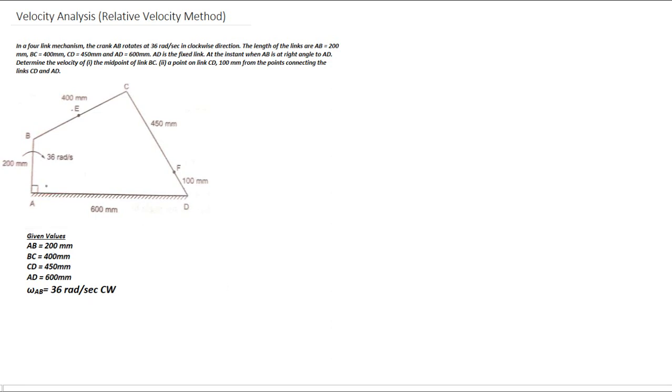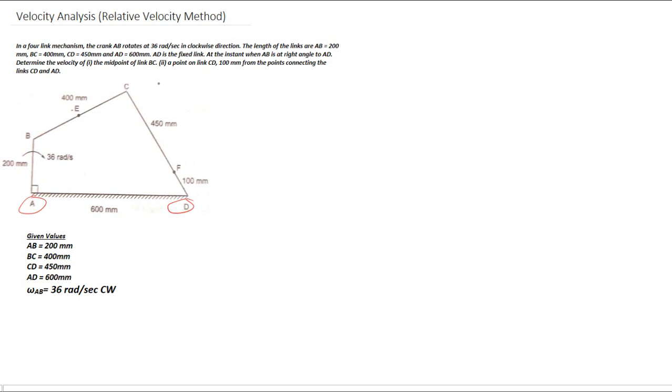We can see that the link AD is fixed. A and D are fixed, and link AB, which is the crank, is rotating at 36 radians per second, and this link is perpendicular to the link AD. This is the point E, the midpoint of BC, which is 200 mm apart from B as well as C.